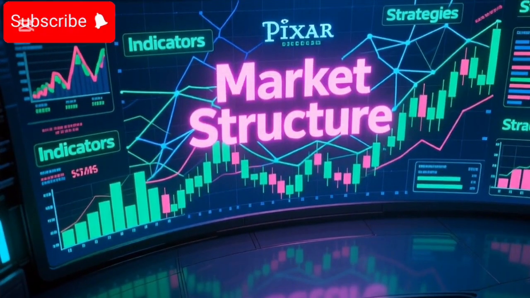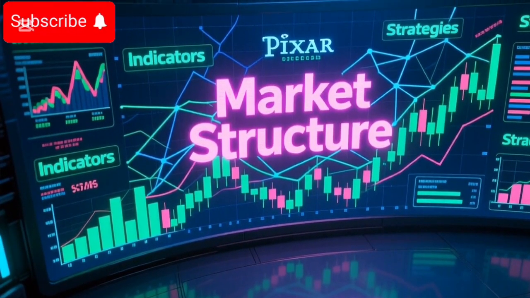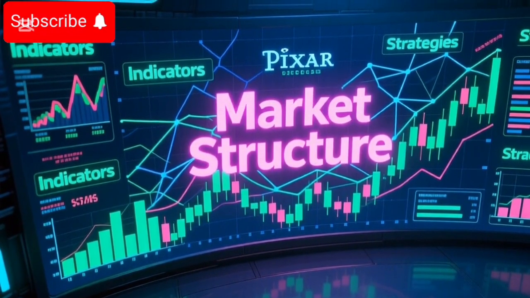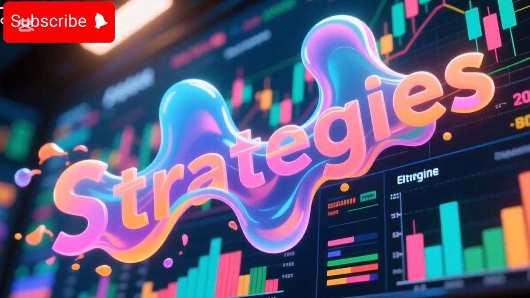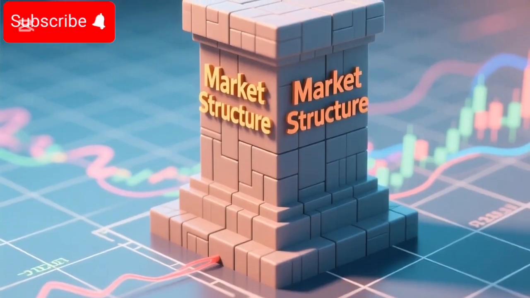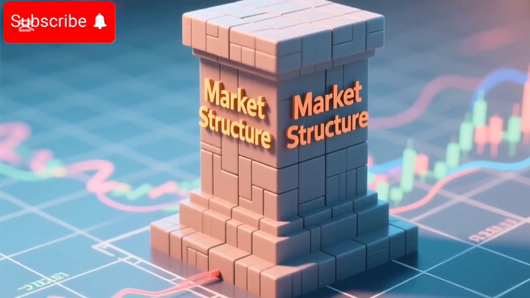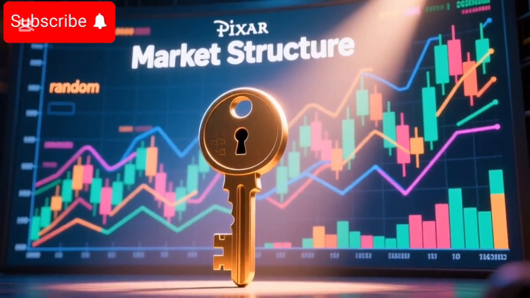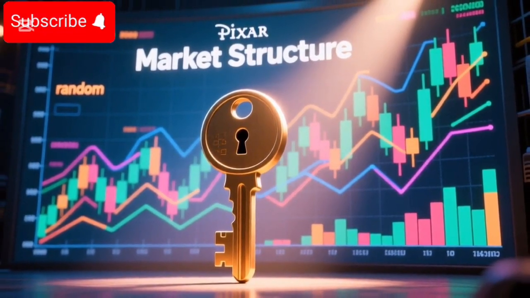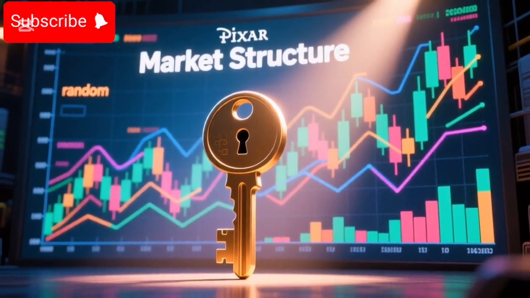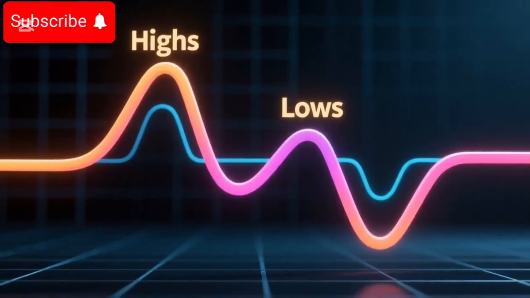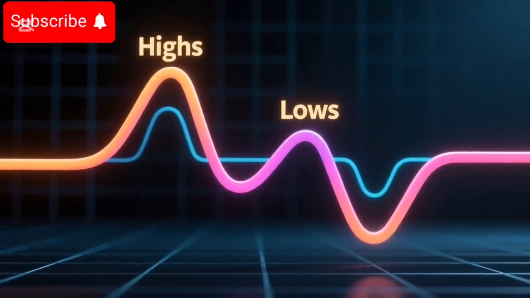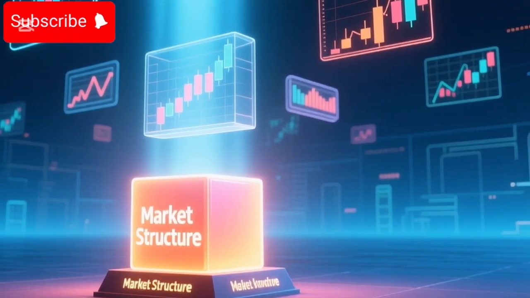If there's one concept every serious trader must master, it's market structure. Indicators come and go, strategies evolve, but market structure is permanent. It's how price naturally moves. Once you truly understand it, charts stop looking random and start telling a story. Market structure simply means how price creates highs and lows over time. That's it. Everything else in trading builds on this.